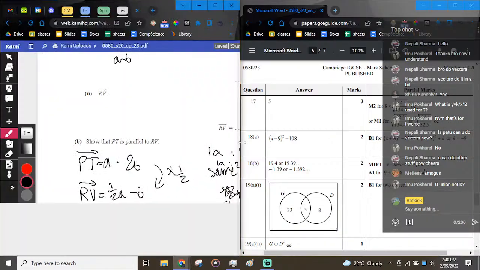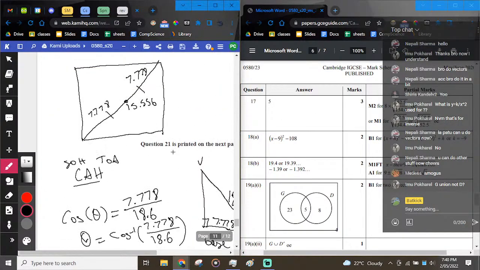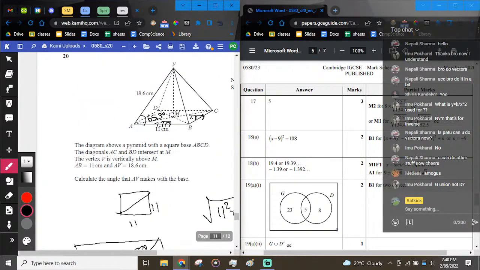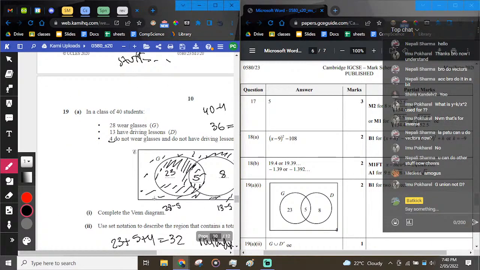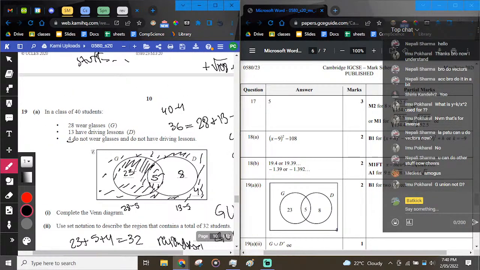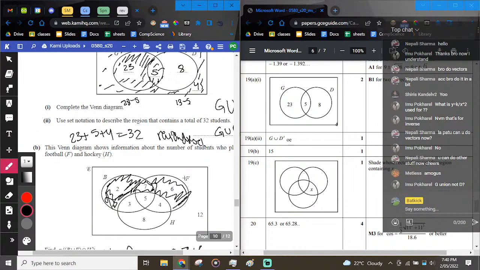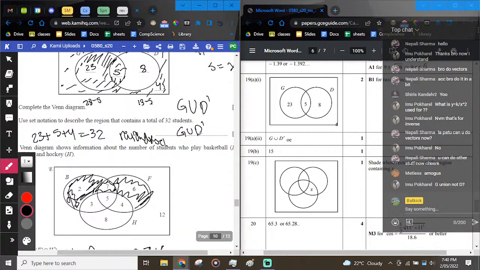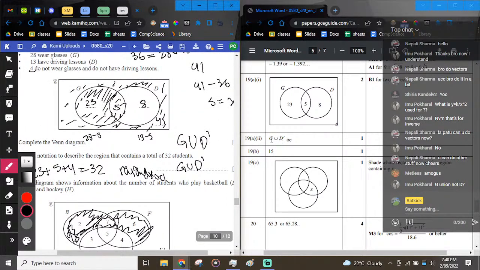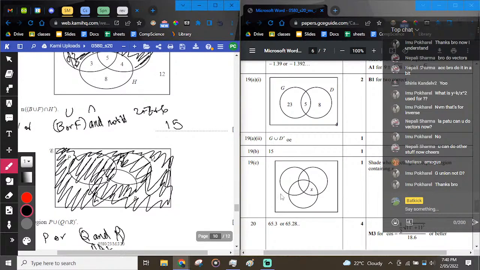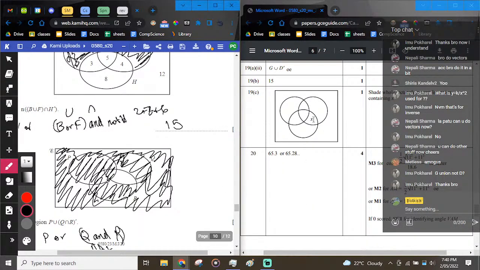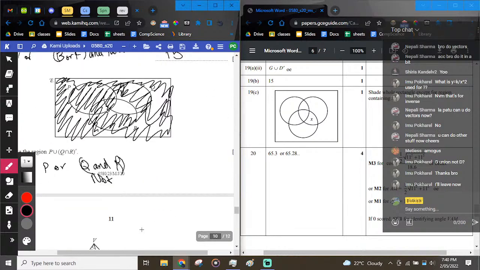Check answers. From question 19A, yes, 23, 5. And it's good. G union, not D. Good. X. What did it say X was?